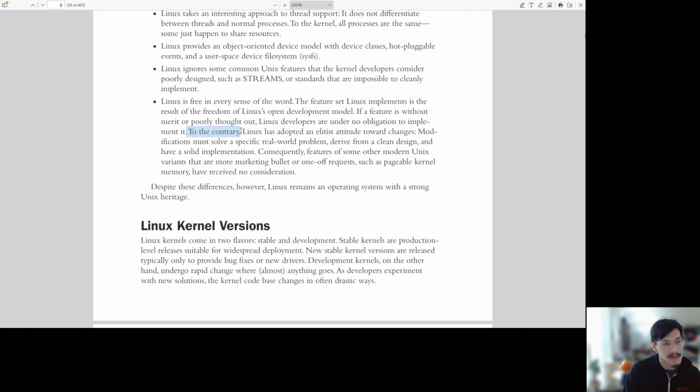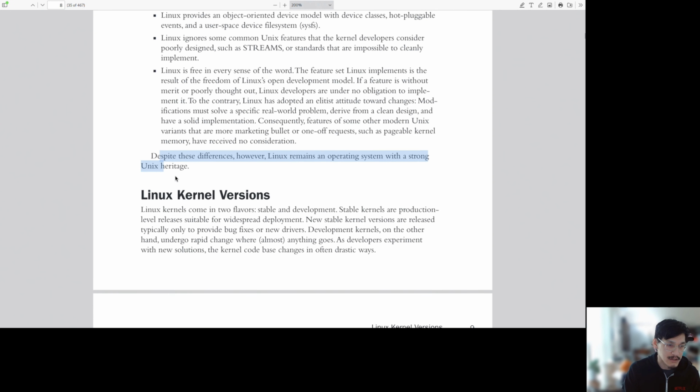To the contrary, Linux has adopted an elitist attitude towards changes. Modifications must solve a specific real-world problem, derive from a clean design, and have a solid implementation. So it has to be clean, useful code. Consequently, features of some other modern Unix variants that are more marketing bullet or one-off requests, such as pageable kernel memory, have received no consideration. Despite these differences, however, Linux remains an operating system with a strong Unix heritage.